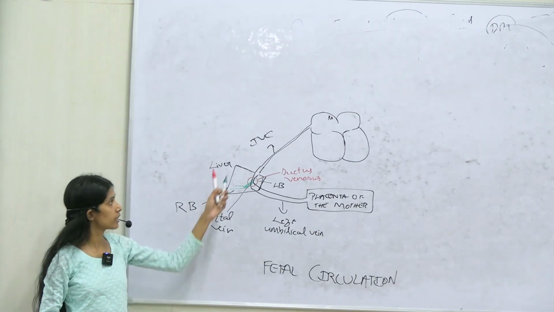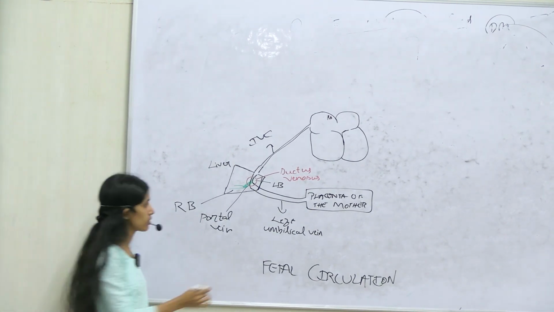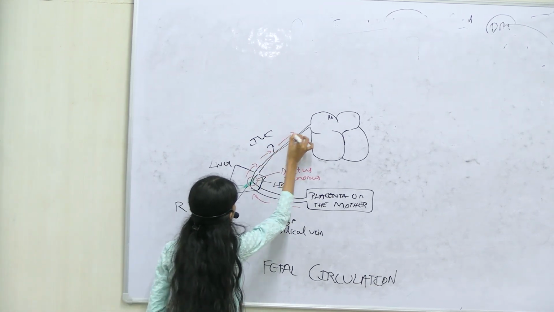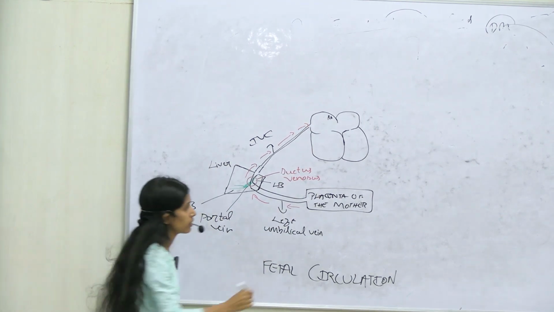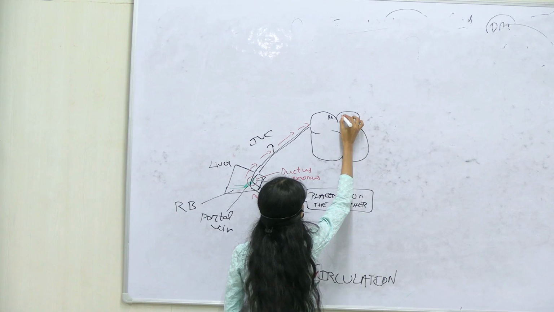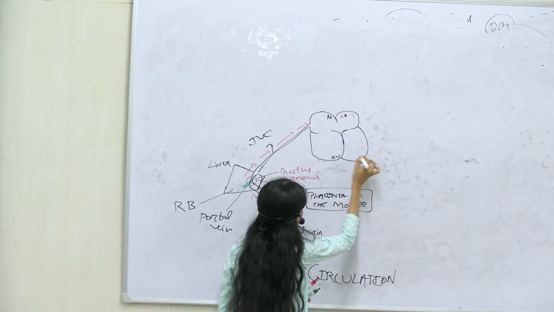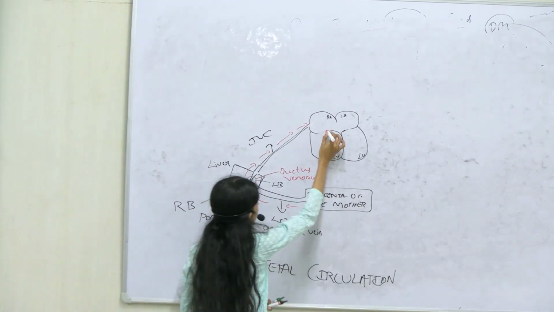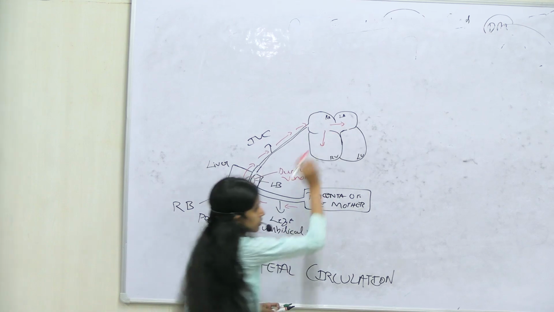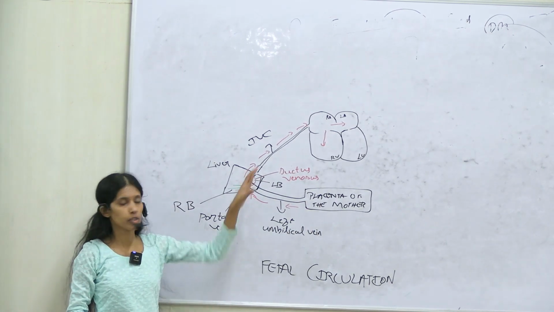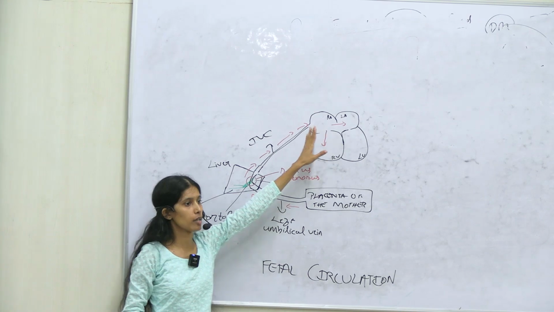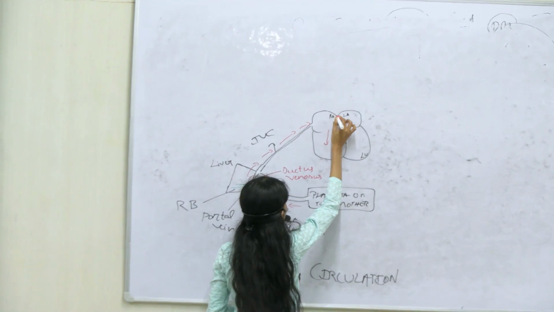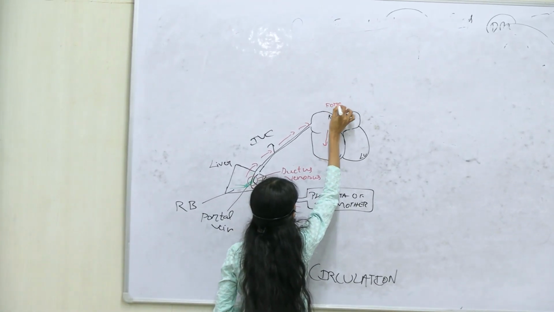Okay. Now once it enters your IVC, it has two options again. Either it can enter the left atrium or the right ventricle. Okay, it has two options, either it can enter like this or like this. Most of the blood which enters your right atrium will pass to the left atrium again through an important structure called foramen ovale.